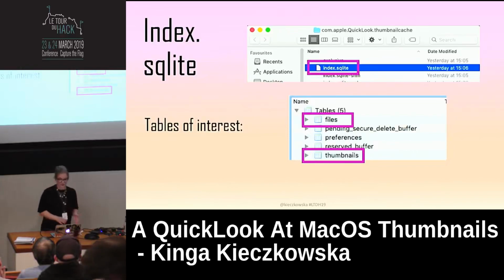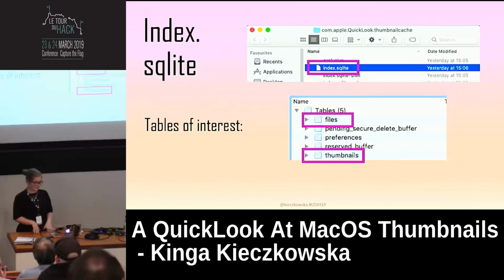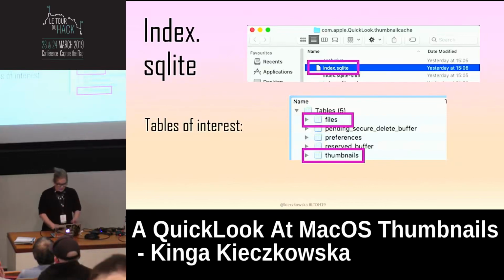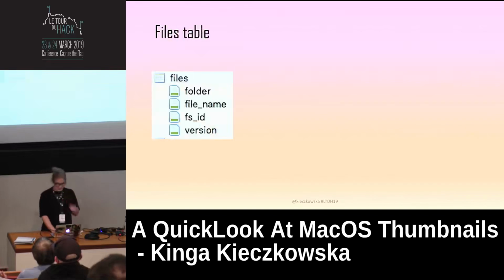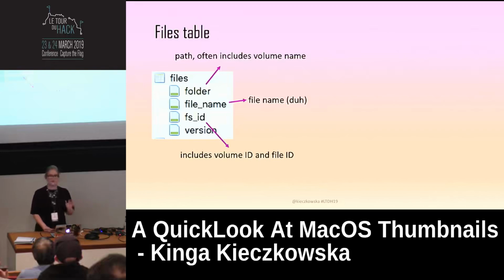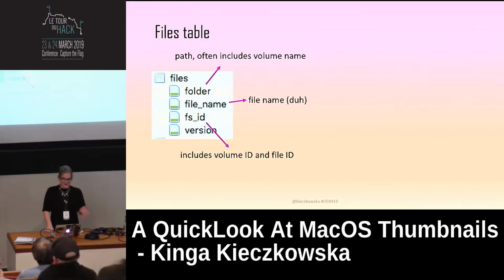And again, we're most interested in files and thumbnails. So let's look at both of them. What's the structure of these? First, the files table gives us some juicy data. We can see the path, which often includes the volume name. So the path to the original file.